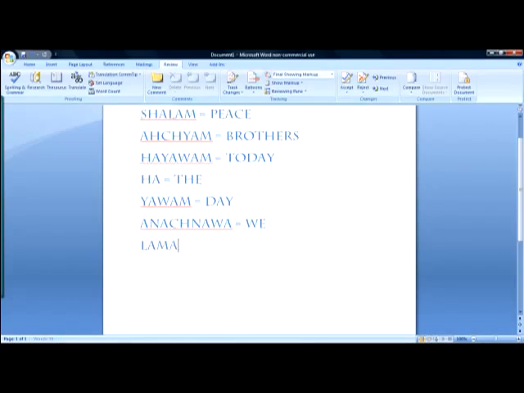Lamadyum, which means learn, but it's learn in the plural form. Alright, because you know the word lamad is learn, and then the yum at the end makes it plural. So we're speaking about more than one person or more than one man, so you would pluralize it by adding yum at the end of the word. Okay.